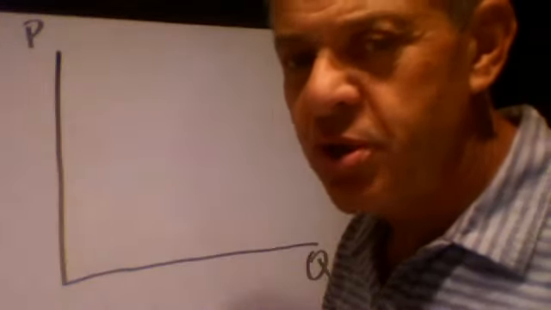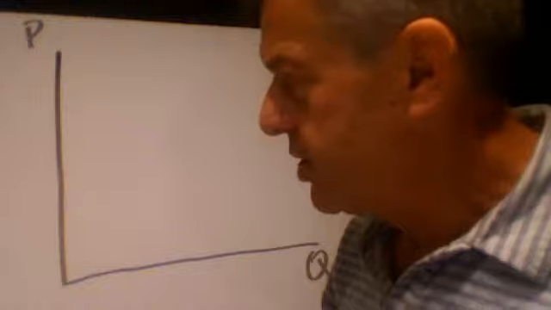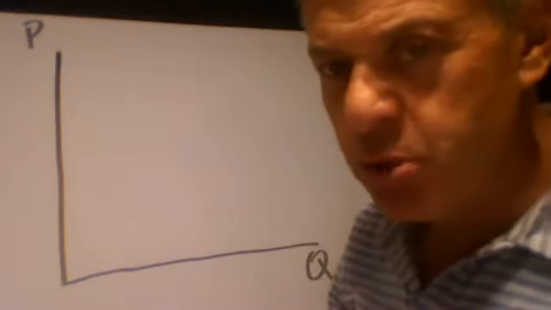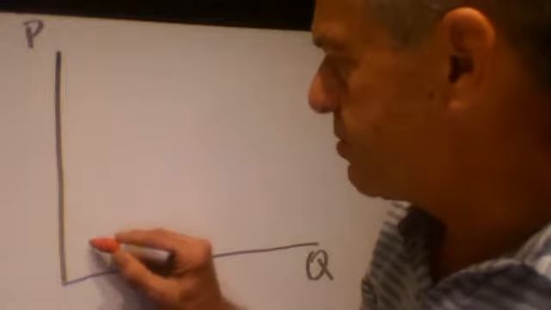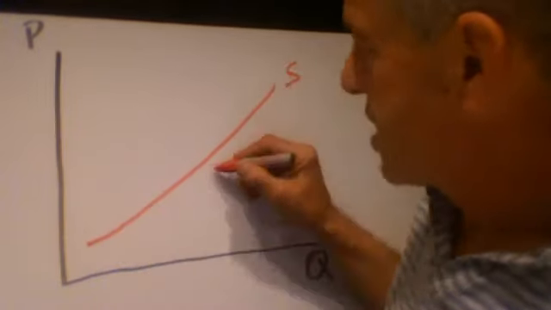In part one, we talked about demand, and now we'll talk about supply. Supply is a direct relationship. It will rise as the price goes up. It has a positive slope.